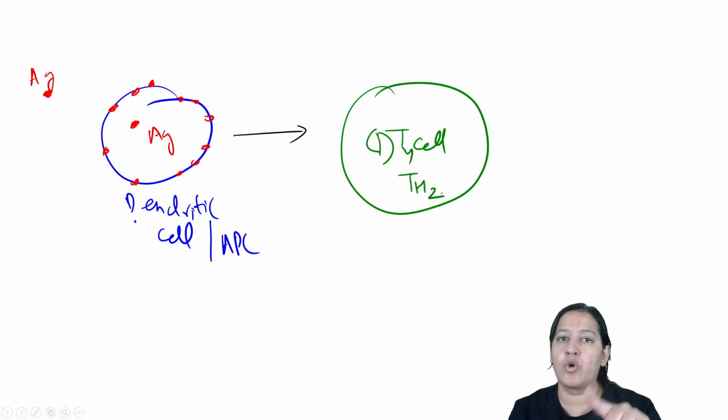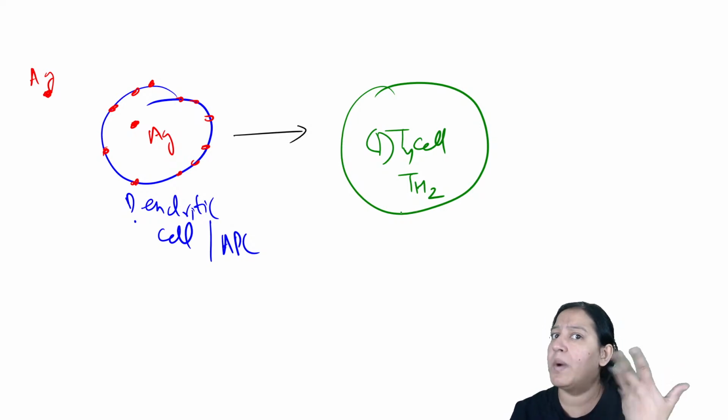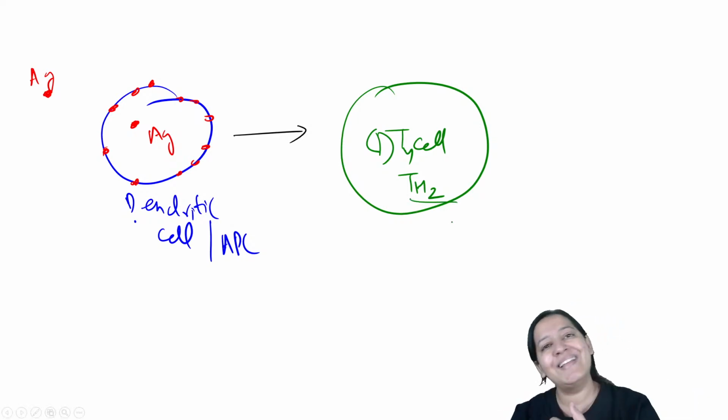So learn this exactly. B or T, it is T. In T, CD4 or CD8, it is CD4. In CD4, helper or cytotoxic, it is helper. There are 2 types of helper as well, TH1 or TH2, it is TH2. Question can come on anything.